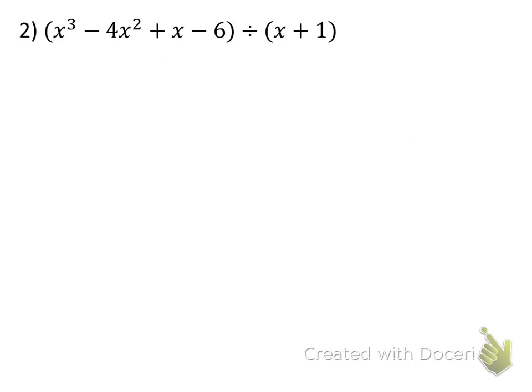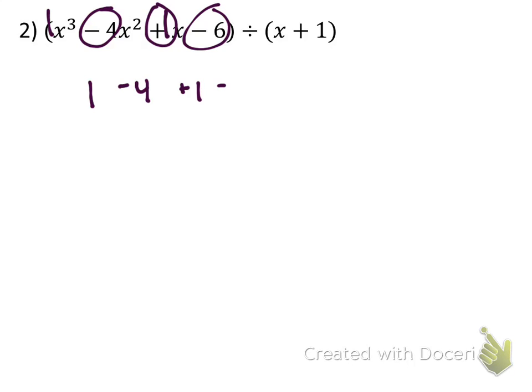Okay? Example 2. These examples are, of course, going to be in descending order because this is the first time you're dealing with it. Okay? First thing you want to do, figure out your coefficients. So there's a coefficient of positive 1 here, coefficient of negative 4. There's a coefficient of positive 1 here, and then the constant's negative 6. So you take all these coefficients in that order. So you write 1, negative 4, positive 1, negative 6.